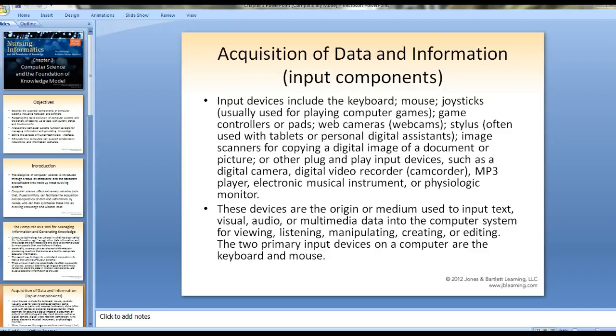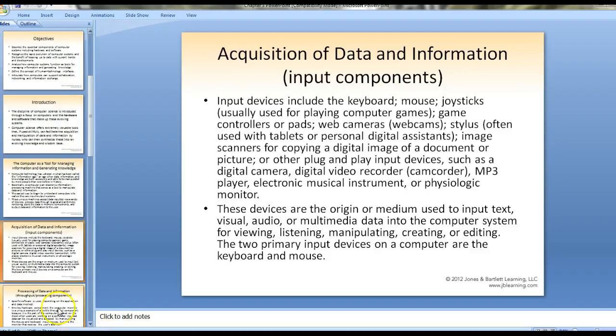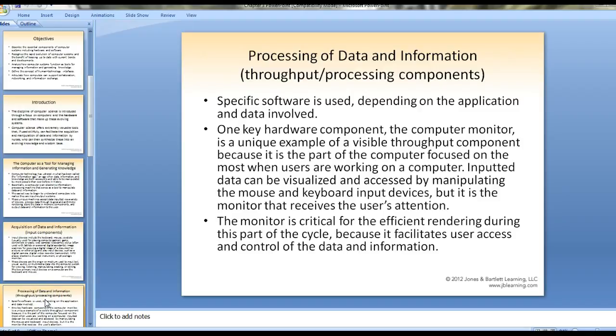And so now we think about output components. We talked about input, now we're talking about the output. All right, throughput and processing. Before we talk about output, I apologize. So specific software is used depending on the application and data involved.